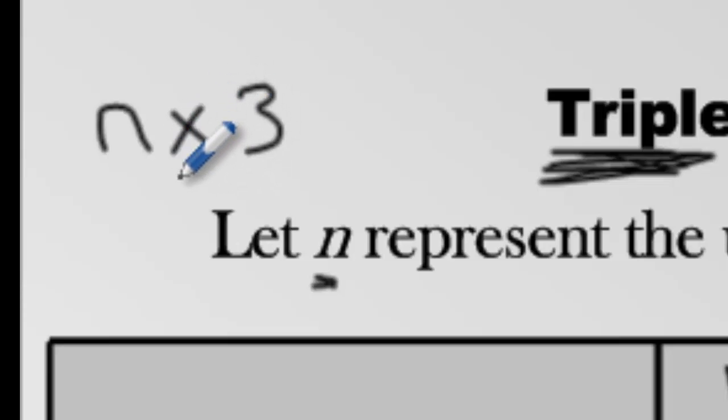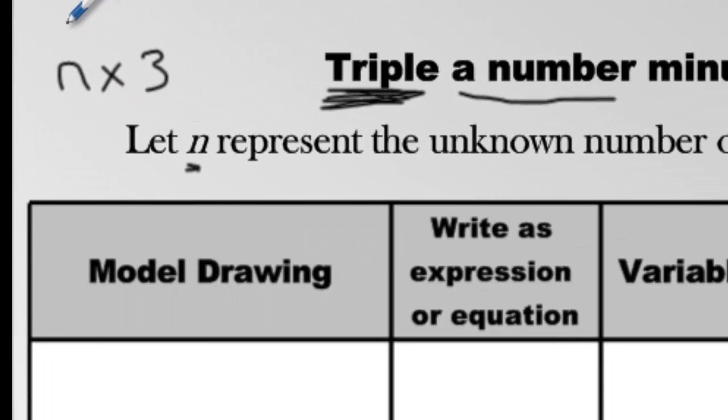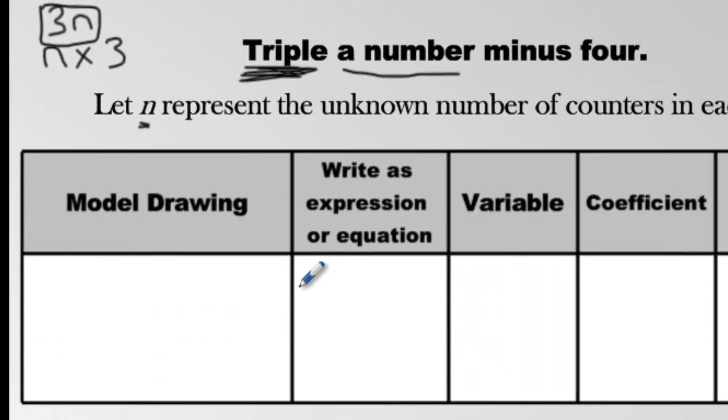So how do we show the same amount? Right, you just write them side by side. Put the number first and the letter second. That's proper convention. So we'll write 3n. So triple a number minus 4 means 3 times n minus 4. That's not hard. We'll just write minus 4. Now, is that an expression or an equation? It's an expression. Good job if you said expression. There's no equal sign.